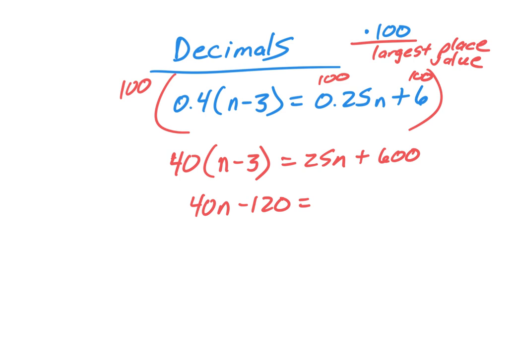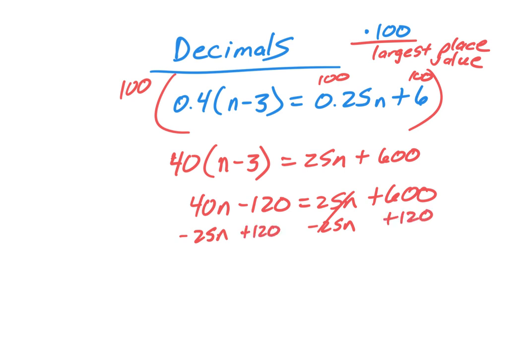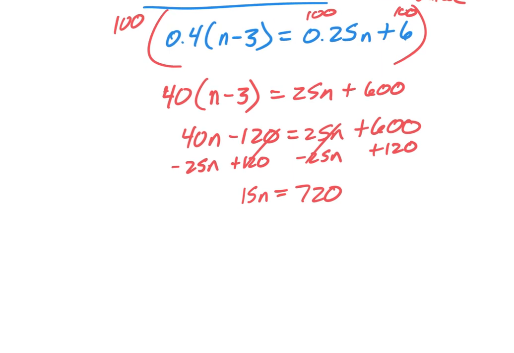So I'm going to distribute the 40. Subtract 25n. Add 120. And 720 divided by 15. What's that give me? 48. Okay.